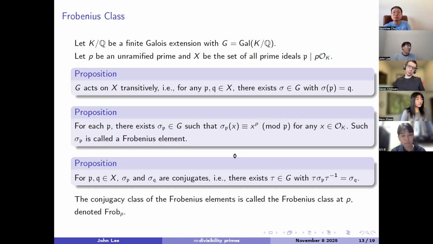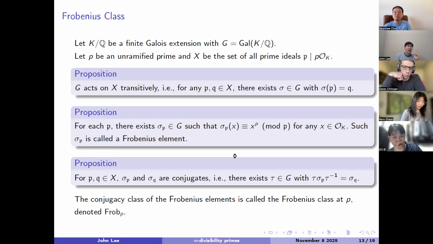So let K be a finite Galois extension and G be the Galois group. We are choosing P unramified because if P is ramified, then it's getting more complicated. So P can be inert, P can be split, but P should be unramified. Now let X be the set of all primes lying above P. Of course, if it is inert, then X has only one element. If P splits, then X will have that number of prime ideals.